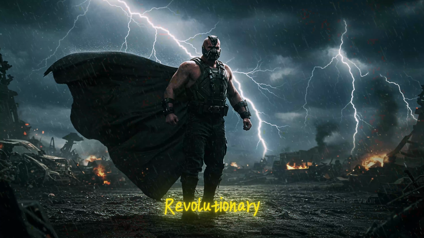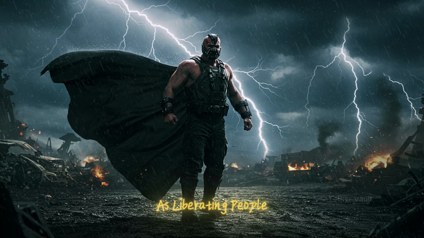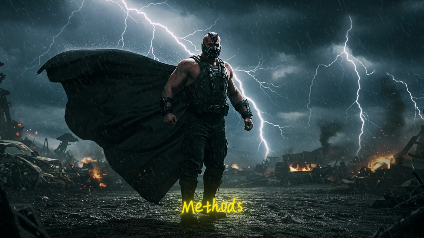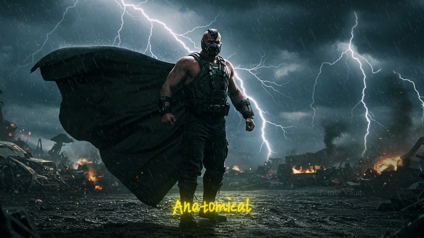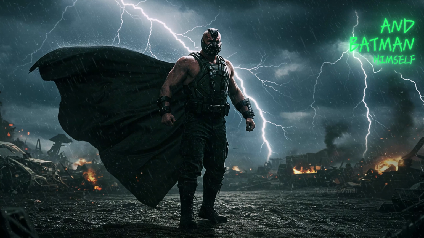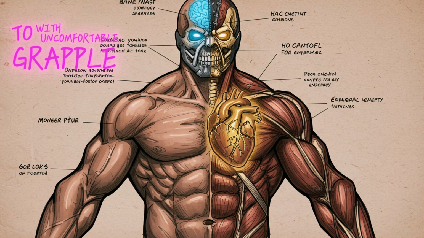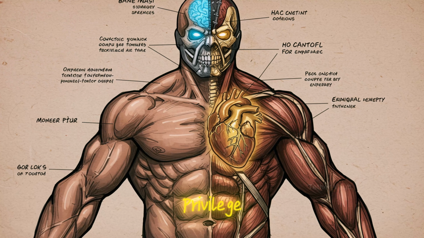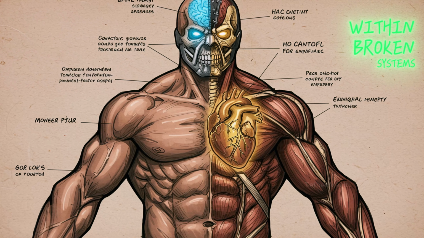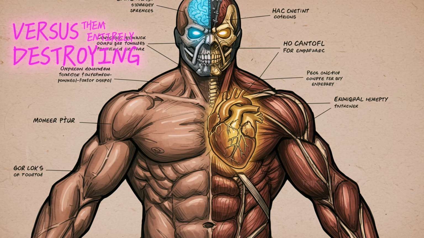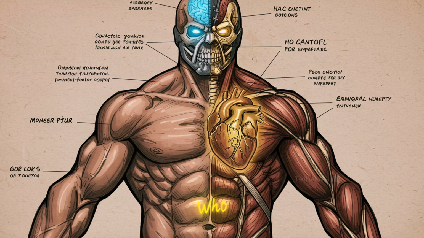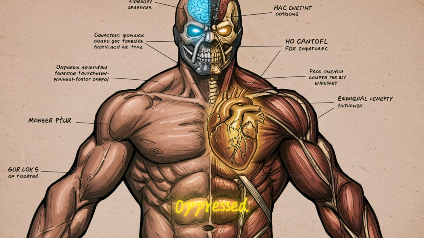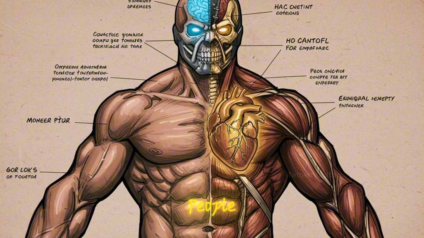His position as a revolutionary who sees himself as liberating people from corrupt systems creates a villain whose methods are monstrous but whose motivations aren't entirely wrong. This anatomical choice forces audiences and Batman himself to grapple with uncomfortable questions about justice, privilege, and the effectiveness of working within broken systems versus destroying them entirely. The philosophical complexity lies in how Bane's creators engineered a character who can legitimately claim to be fighting for the oppressed while using tactics that harm innocent people.